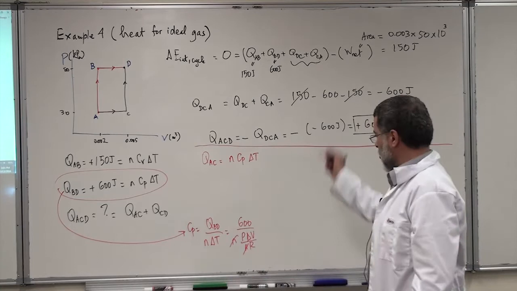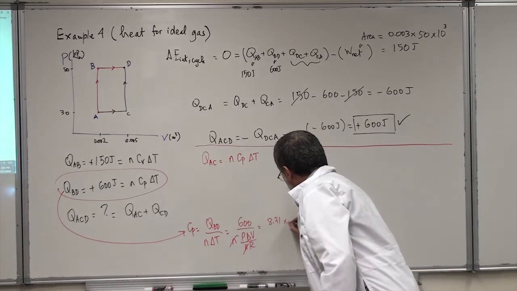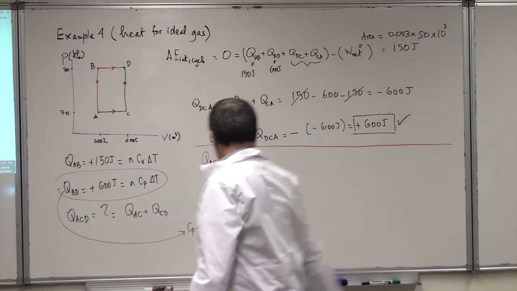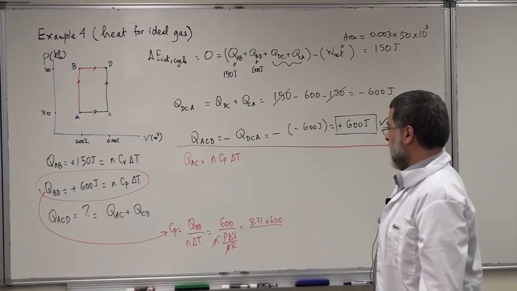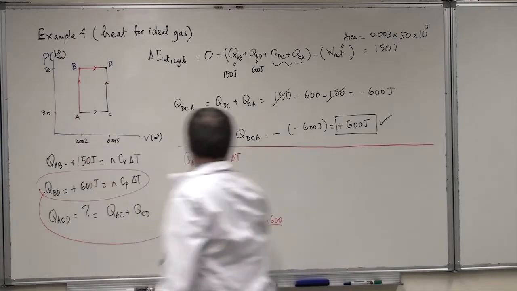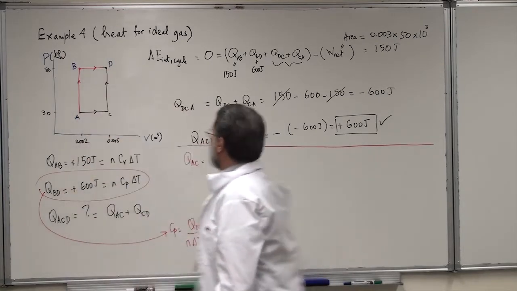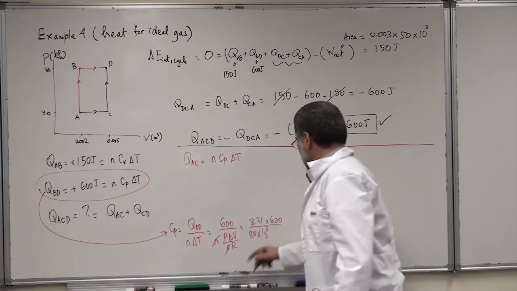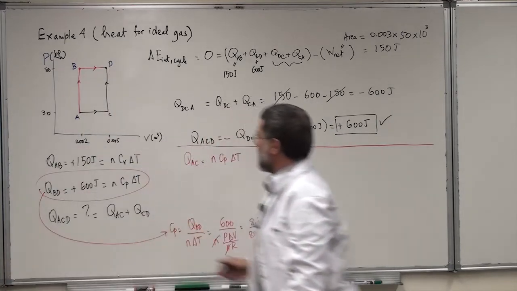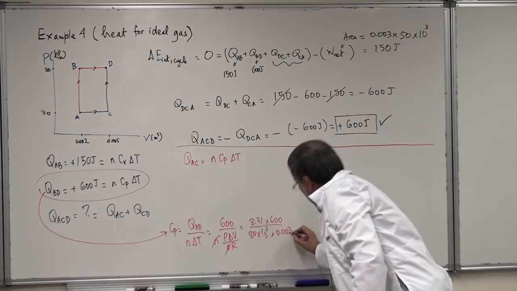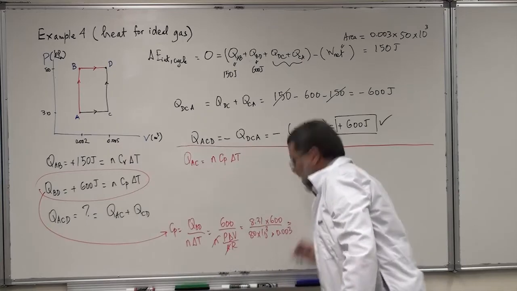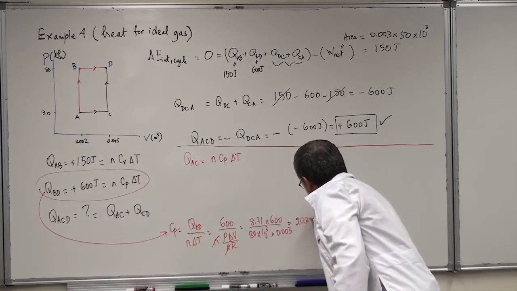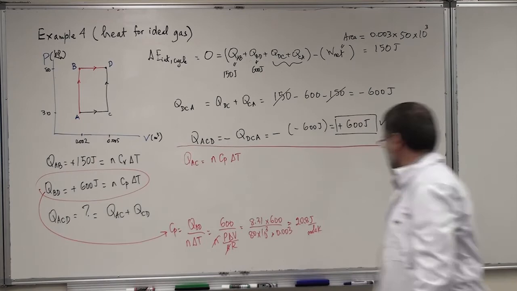So n will cancel. R will go up. So it will be 8.31 times 600 divided by the pressure. What is the pressure for BD here? It's 80. I'm working in BD here. So it's 80 times 10 to the power 3, that's 80 kilopascal, times delta V, the change in volume between B and D, that's 0.005 minus 0.003. If you do the calculation here, you find that CP is 20.8 joules per mole Kelvin. That's the units for CP.